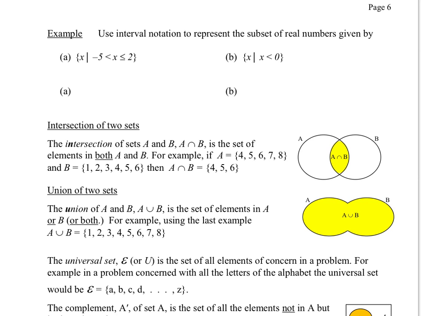Okay, so the first one is from -5 up to 2, but doesn't include -5 and includes 2. So it's a round bracket at -5, representing the fact that it doesn't include -5, but a square bracket at 2, representing the fact that it can be equal to 2. And then the next one, x is less than 0. The easiest way to do that is like this.